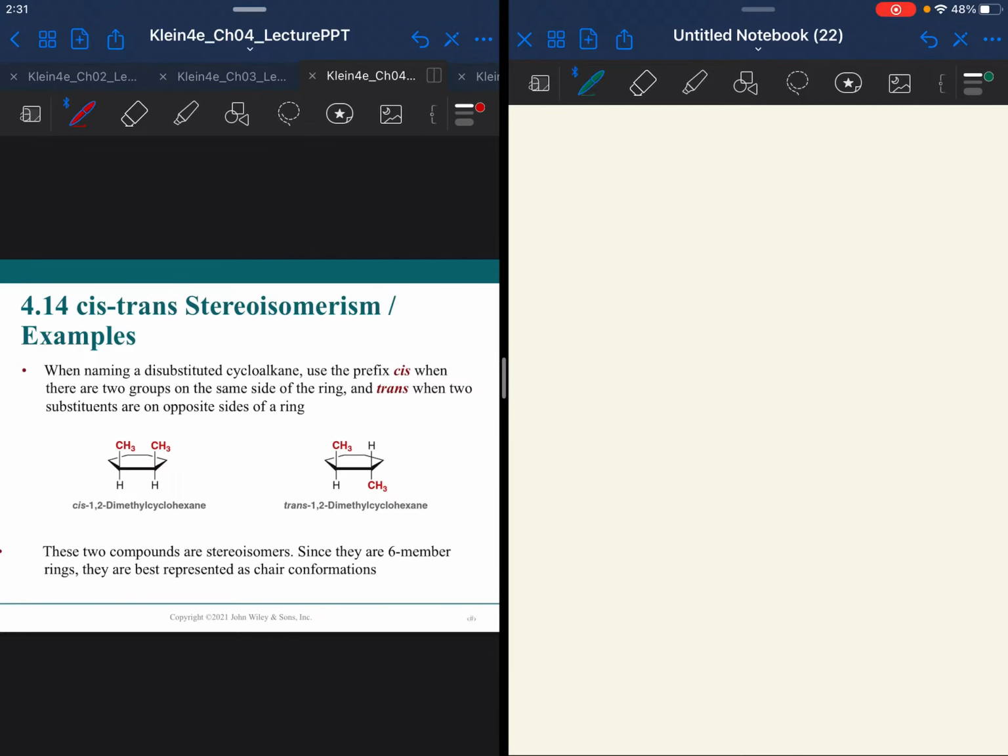Welcome to our sixth and final part of chapter 4. In this one, we just talk about a type of stereoisomerism that we're going to cover in much greater detail in chapter 5, but it brings in a little bit of vocabulary.